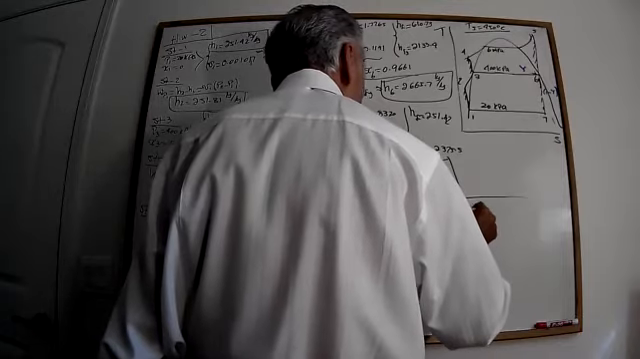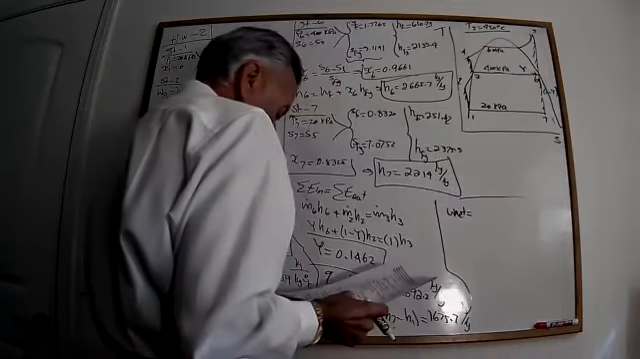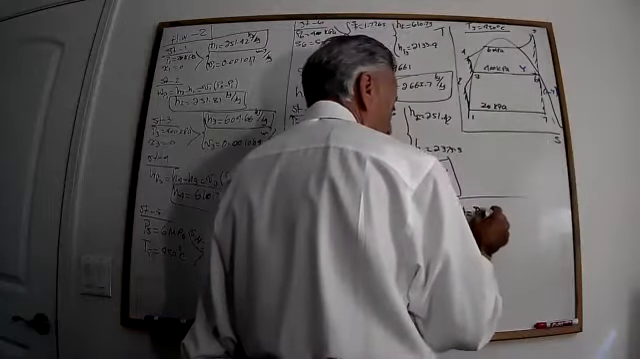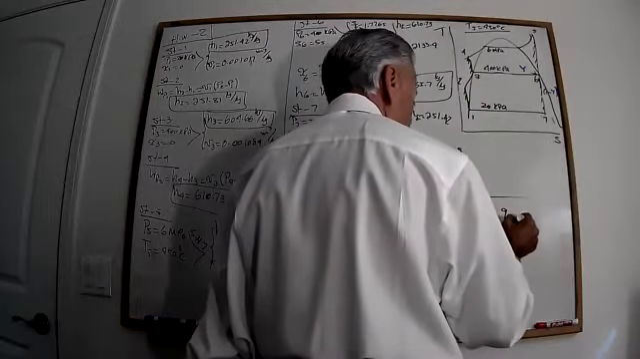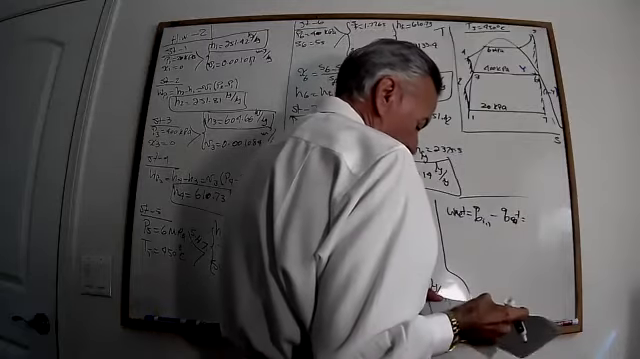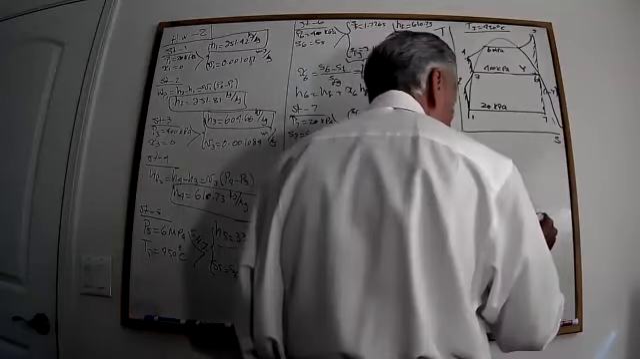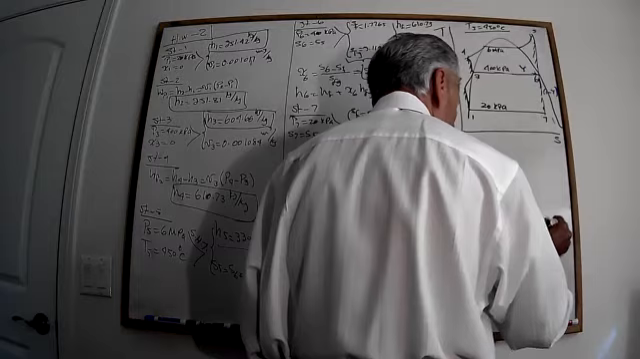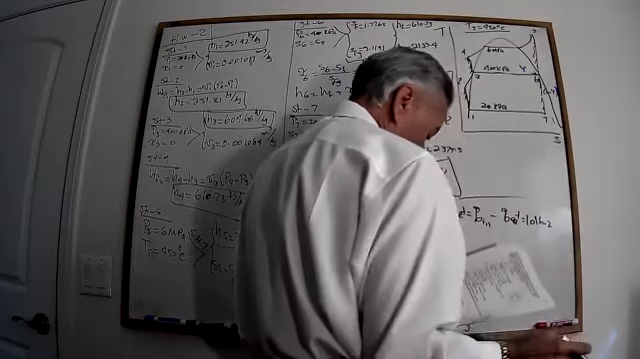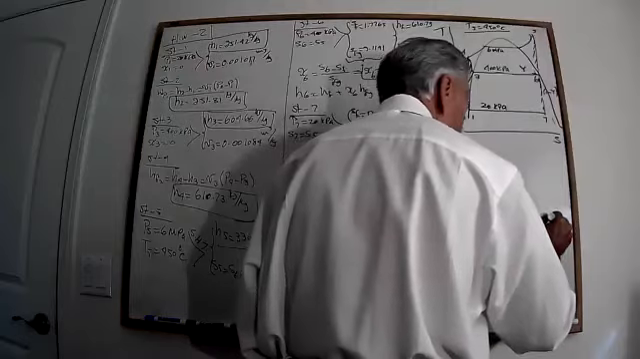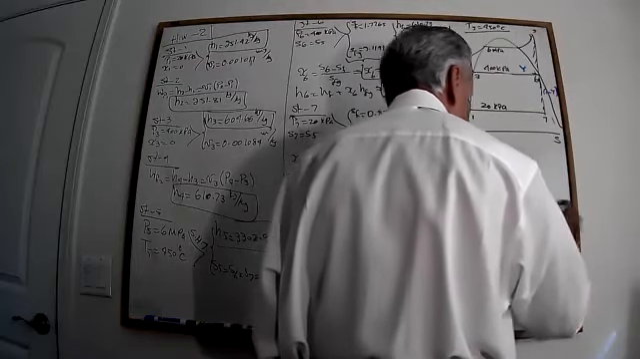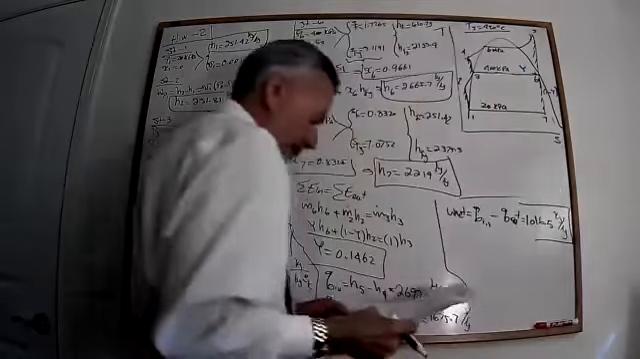Net work would be Q in minus Q out. And that gives us a value of 1016.5 kilojoule per kilogram. This is our network.